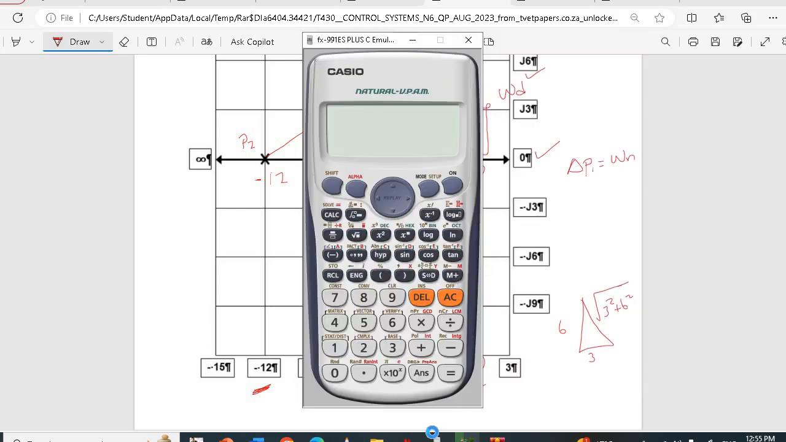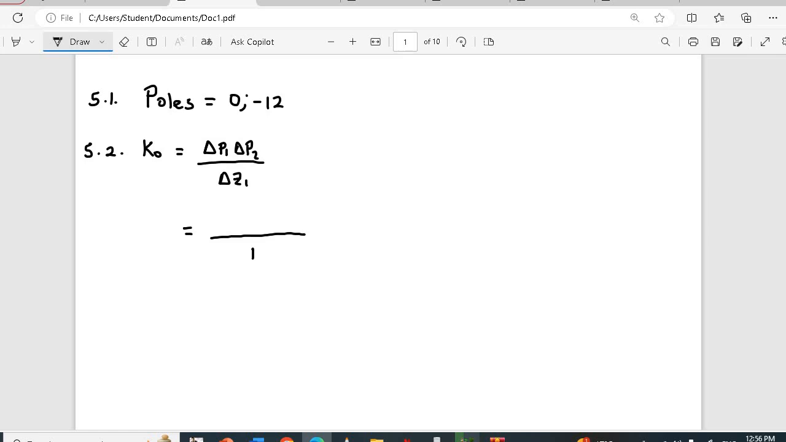So let's do it. I have 3 squared and 6 squared. Always round off your answer to one decimal place because you are using a ruler, remember. So I'll say 6.7. So my answer for that will be 6.7, times delta P2. Let's see the distance to P2.